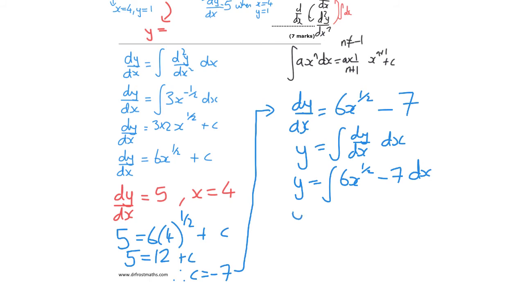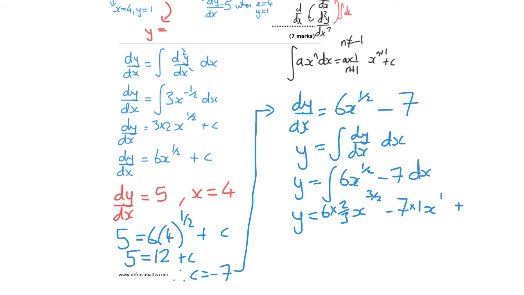And I can use my key knowledge. So I add 1 to the power, gives me 3 over 2. So times by the reciprocal, so 6 times 2 over 3. Okay, integrate 7. Well, 7, there's no x's there, so it's x to the power 0. So add 1 gives me x to the power 1. And then times by the reciprocal, so just times by 1.